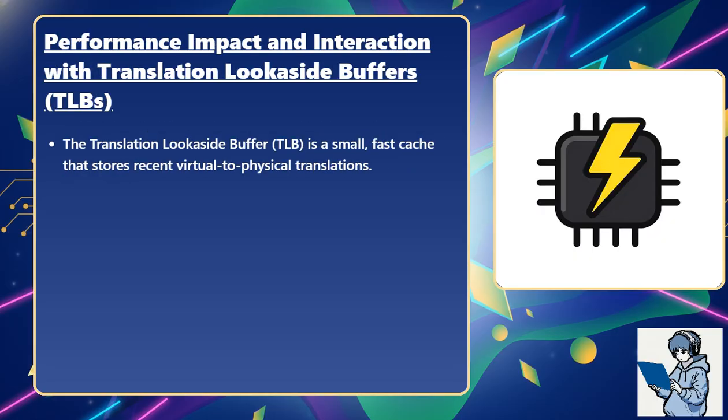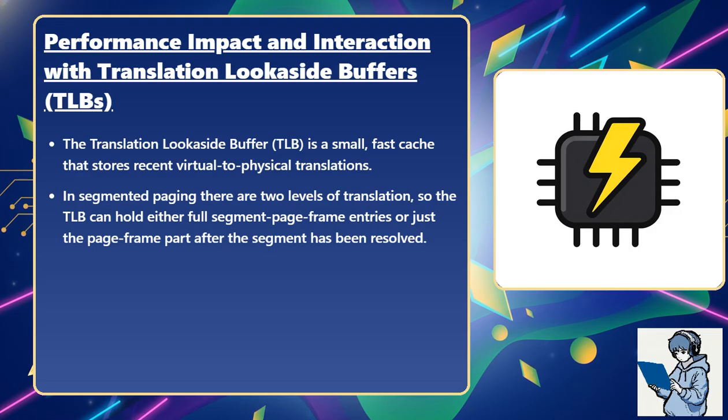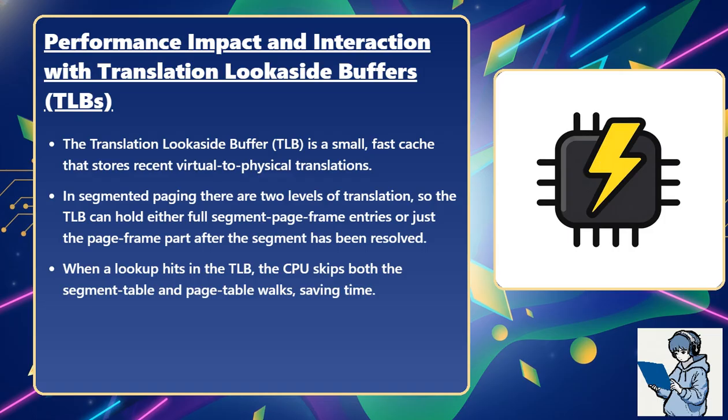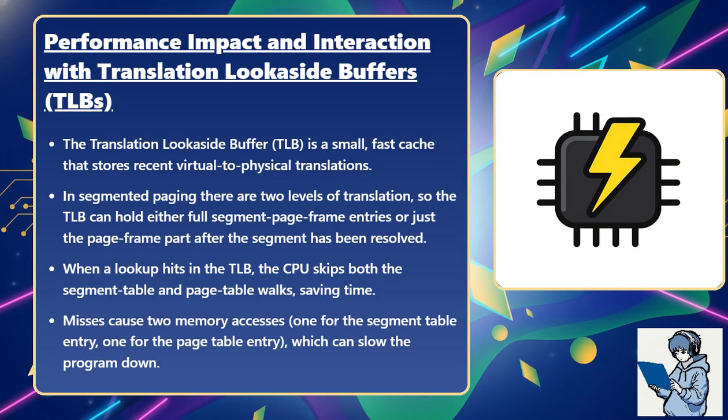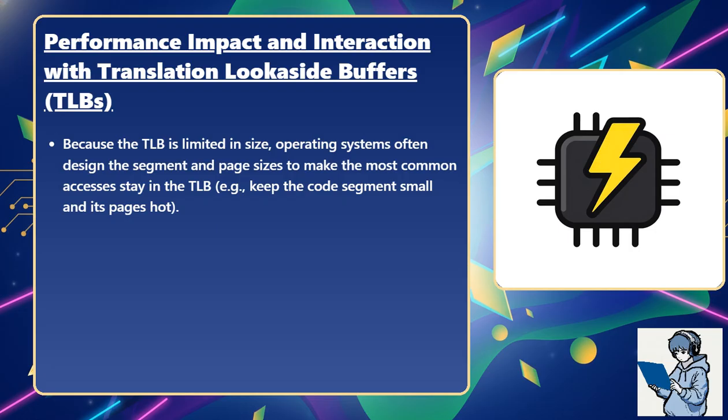The translation look-aside buffer, TLB, is a small fast cache that stores recent virtual to physical translations. In segmented paging, there are 2 levels of translation, so the TLB can hold either full segment page frame entries, or just the page frame part after the segment has been resolved. When a lookup hits in the TLB, the CPU skips both the segment table and page table walks, saving time. Misses cause 2 memory accesses, one for the segment table entry, one for the page table entry, which can slow the program down. Because the TLB is limited in size, operating systems often design the segment and page sizes to make the most common accesses stay in the TLB.